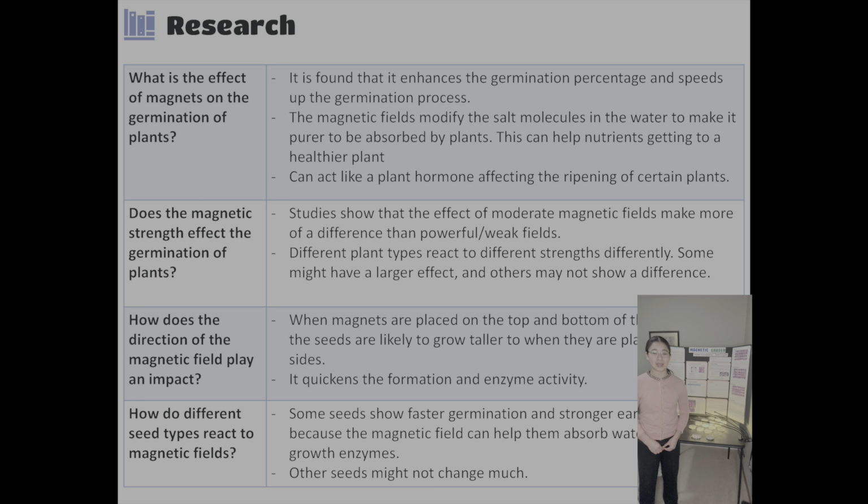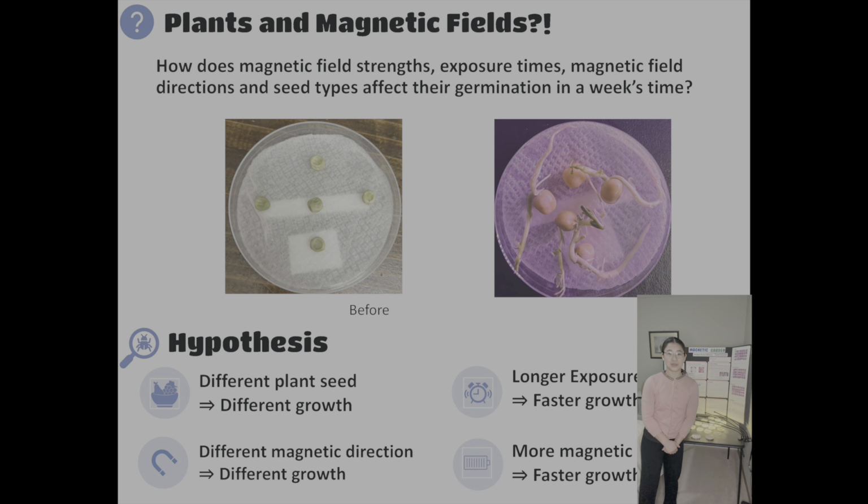So my project is on testing to see if those home settings actually play an impact and what the seeds do. My big research question was, how do magnetic field strengths, exposure times, magnet directions, and seed types affect germination in a week's time?